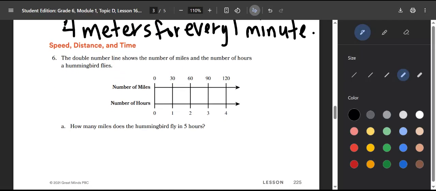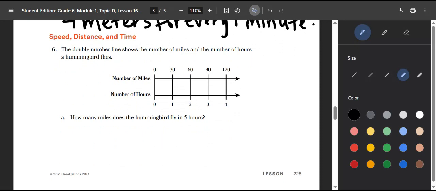Let's look at number 6. Number 6, we have a double number line, and now we're talking about speed, distance, and time. The double number line shows the number of miles and the number of hours a hummingbird flies. How many miles does the hummingbird fly in 5 hours?